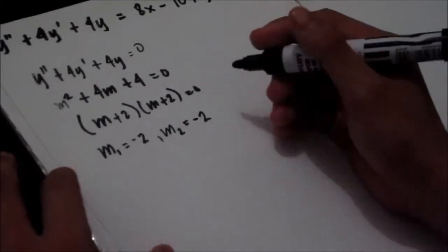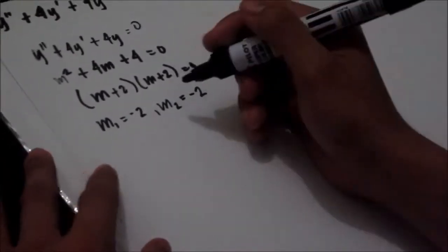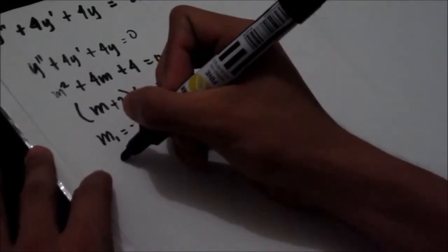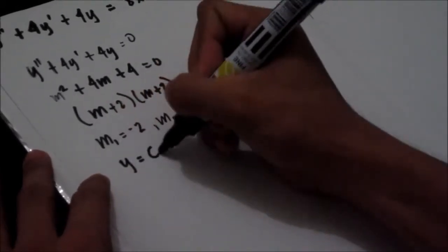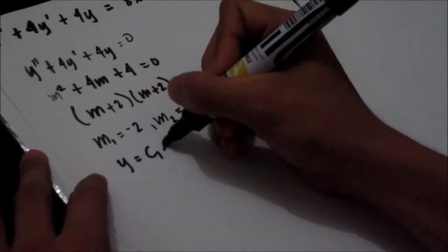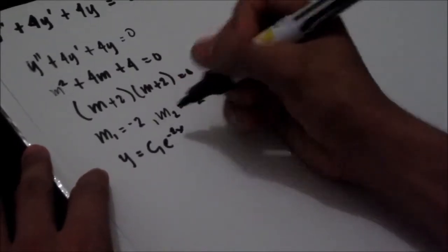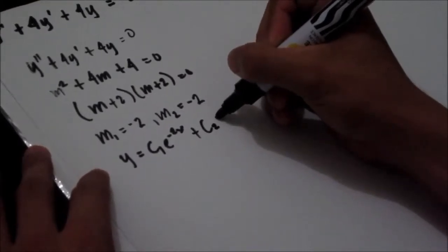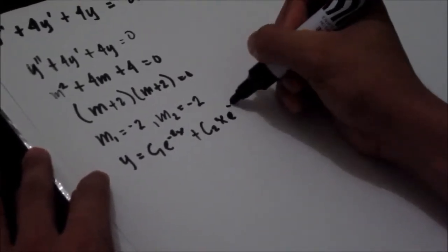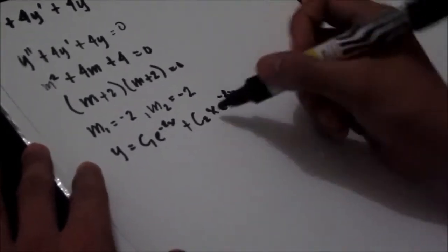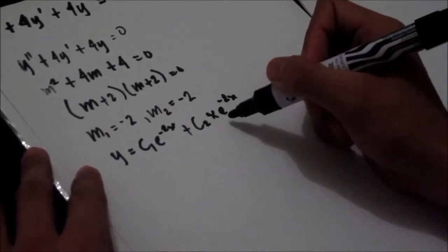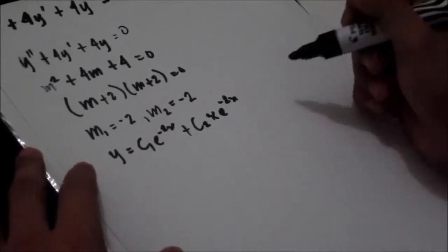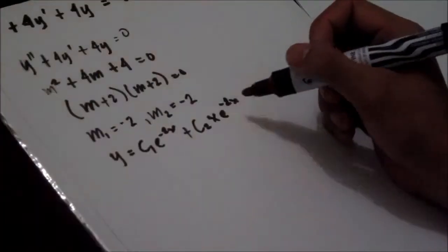Using the roots, we can now get the complementary function. So we will get y = c1 e^(-2x) + c2 x e^(-2x). Here we add a variable x in the second term of the complementary function because it is a repeating root.